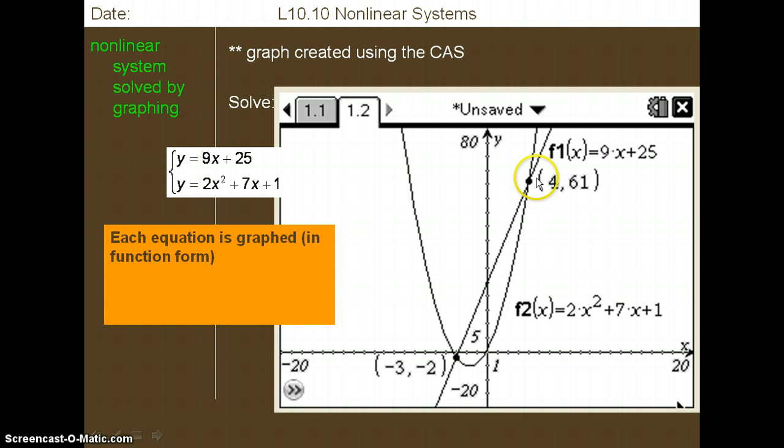Using the graphing menu, I found the intersections. I went to a menu and points and lines. That's the 7th option on the menu, and I found the intersection points after selecting both graphs. There are two solutions for this. One where x equals -3, y equals -2, and again one where x equals 4 and y equals 61. So those are two examples using graphing. We'll do some graphing in class to find solutions as well.